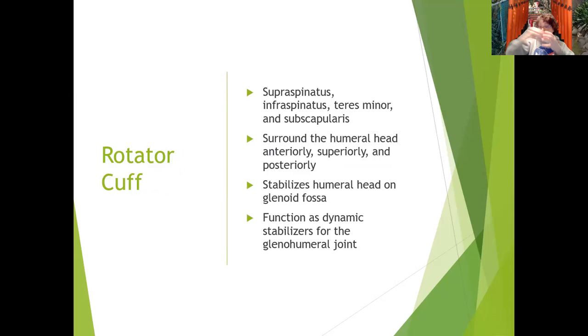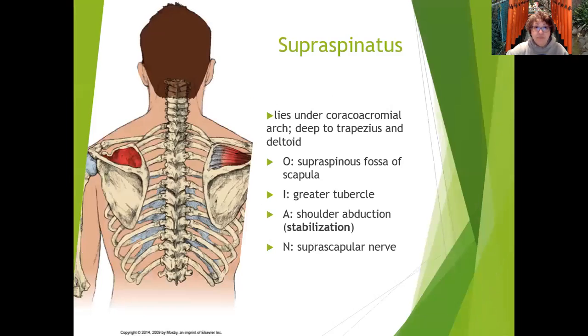So they actively contract to pull the head of the humerus into the glenoid fossa as we elevate our arm and as we lower our arm. They function as dynamic stabilizers. So the ligaments are passive stabilizers. The rotator cuff muscles are dynamic stabilizers of the glenohumeral joint. So really important. We've got this joint that we expect a ton of motion out of. We need a ton of stabilization to support that motion.